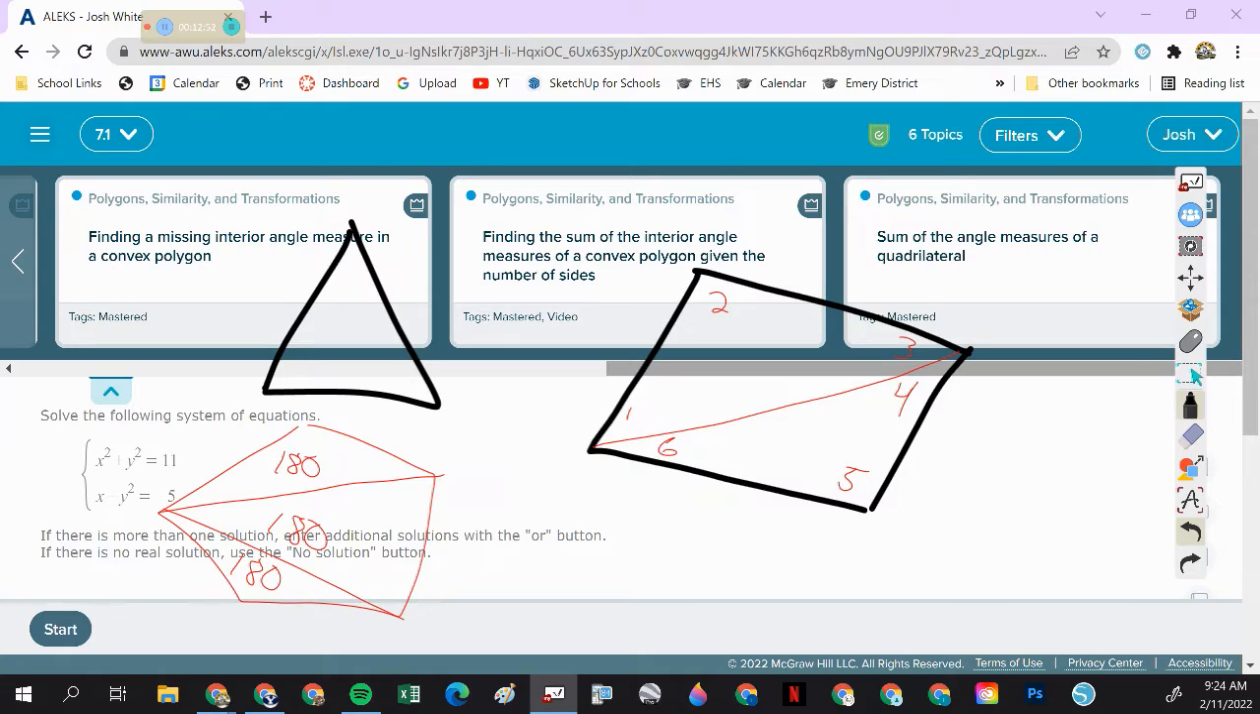What if the polygon kind of collapses into itself? It's convex, or sorry, concave. So what if I had this? Is that still going to be 180 plus 180 plus 180? Well, let's look. Can I divide it into three triangles? Yep, 180, 180, 180. So you will probably see a question like this on the ACT.